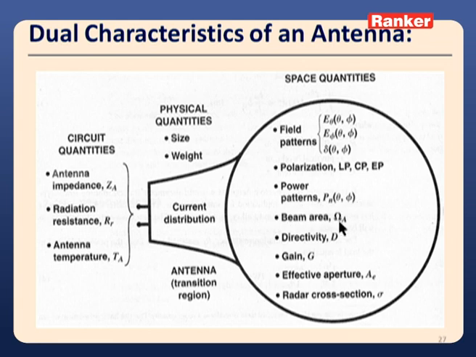The beam area can be observed, the directivity can be observed, the gain can be calculated, the effective aperture can be observed, and the radar cross section also can be observed. All these are space quantities. So clearly the antenna will be acting as an interface between the circuit quantities and space quantities, and these quantities will be converted to each other with the help of an antenna. That's why the antenna always possesses dual characteristics in our general scenario.